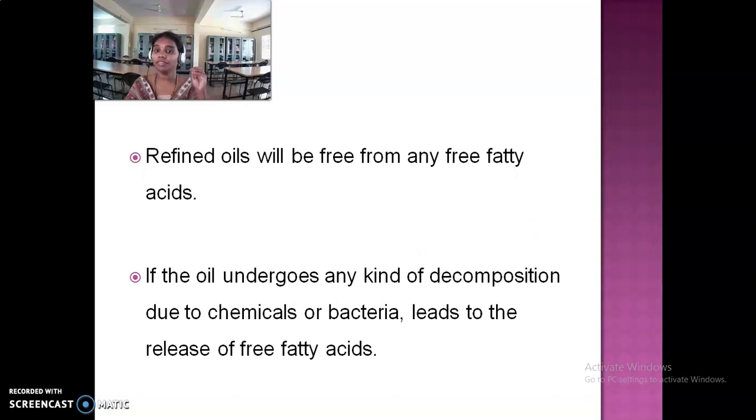Generally, refined oils will be free from any free fatty acid. The refining process means they will not have any free fatty acid. If the oil has undergone some decomposition by means of chemical treatment or by bacteria, it leads to the release of free fatty acids. So whenever there is decomposition, your acid value will increase. Generally, refined oils will not have free fatty acids.